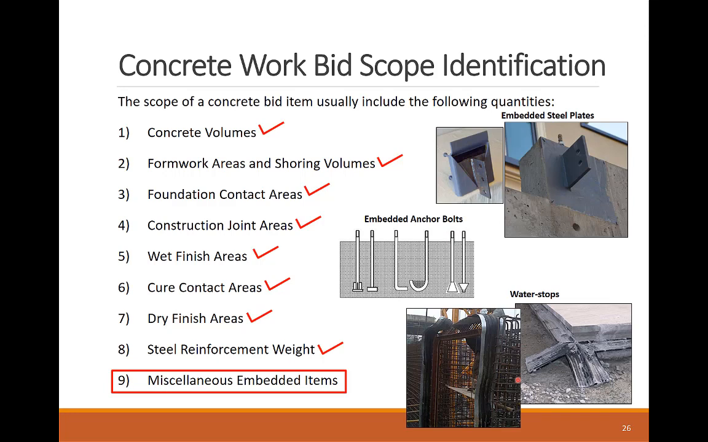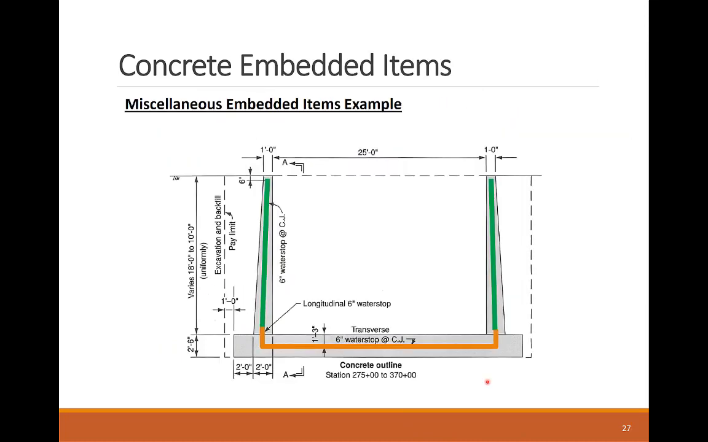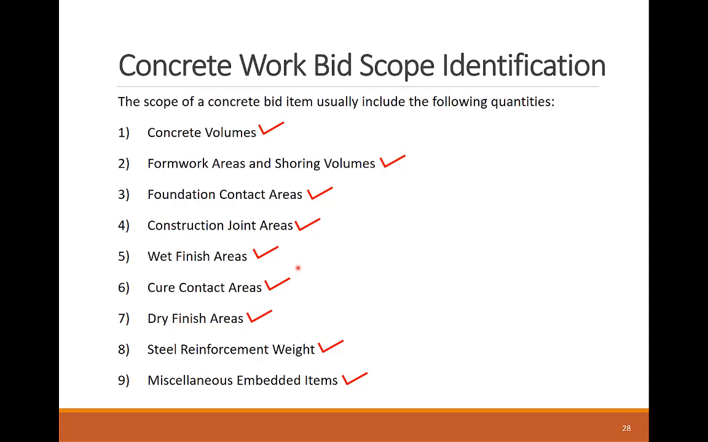Finally, contractors need to pay attention to any miscellaneous items embedded in the concrete structure, like embedded steel plates, anchors, or water stops. For the example structure, water stops are inserted in the bulkheads of the walls and slabs between the successive segments of the structure. They are measured in linear distance. Wow, that's quite a list of quantities here. This type of detailed quantity takeoff is expected to be done by specialty contractors like concrete contractors.